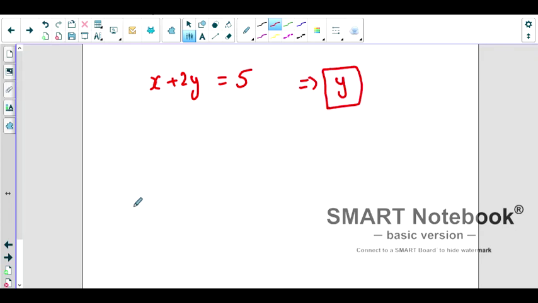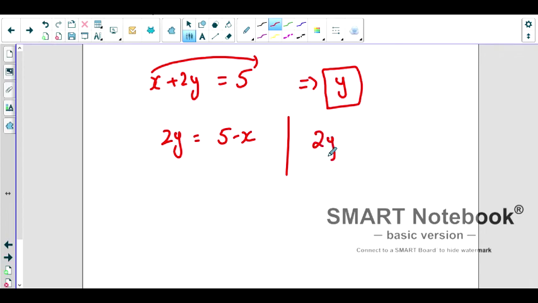If you want to make y the subject, what do you want? You will isolate y on one side, so take everything on the other side. We have 2y equals 5 minus x. Why? Because this x will go on the other side and the sign will change. It is completely fine, follow the rule for addition.